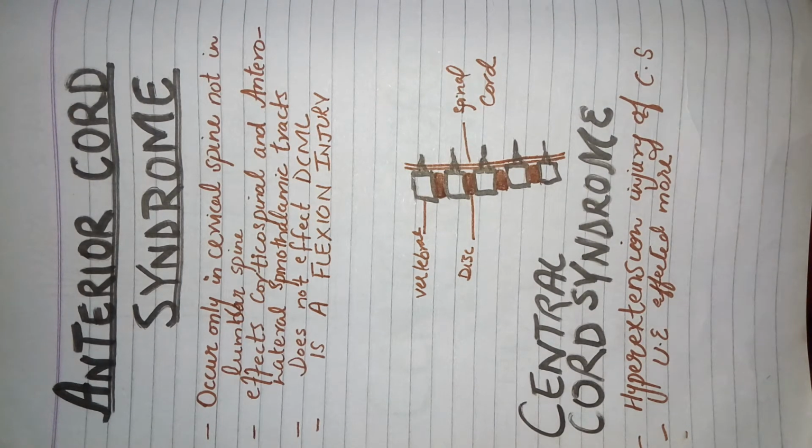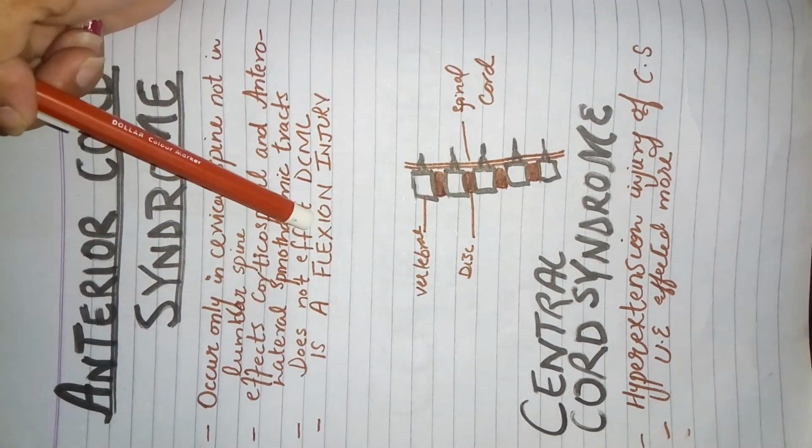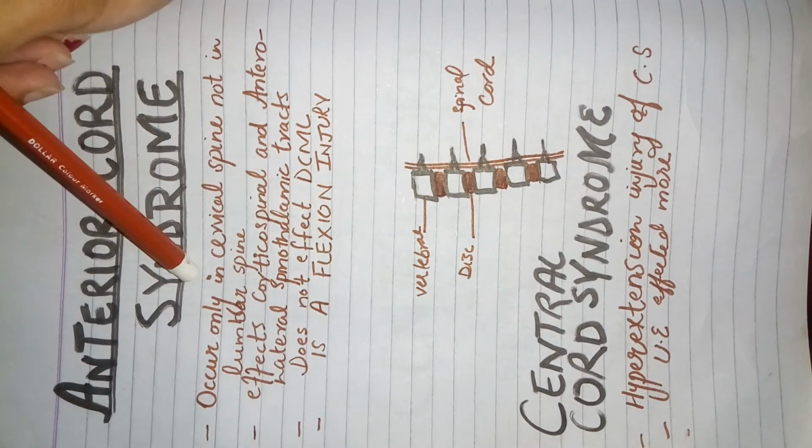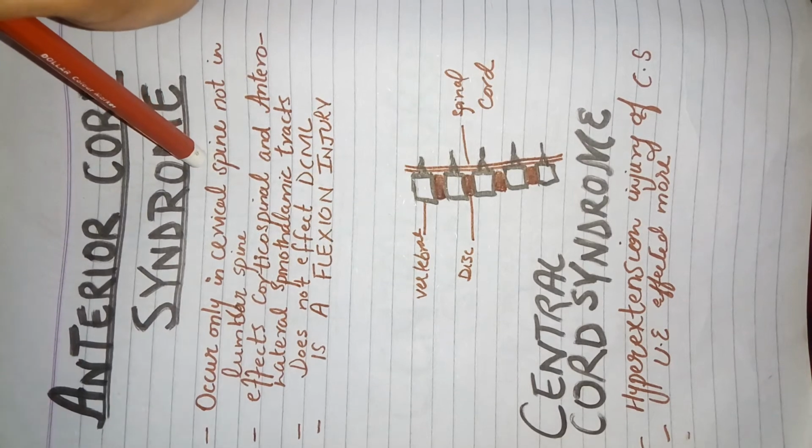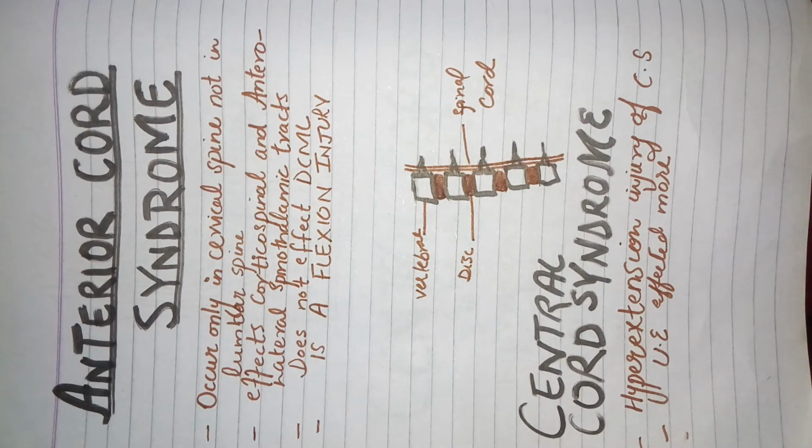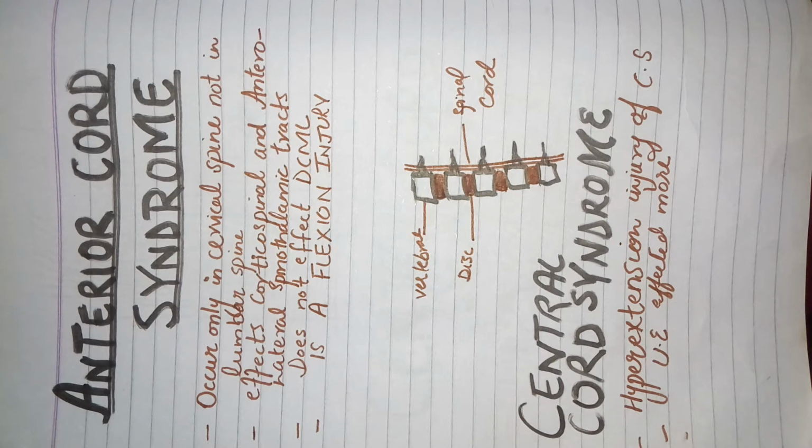Now, how does this happen and what is the mechanism of injury? Let's discuss that. It is a flexion injury and mostly occurs in the cervical spine. When there is sudden flexion, as in the case of an accident or whiplash injuries of the cervical spine, that results in damage to the anterior part of the spinal cord and results in this syndrome.